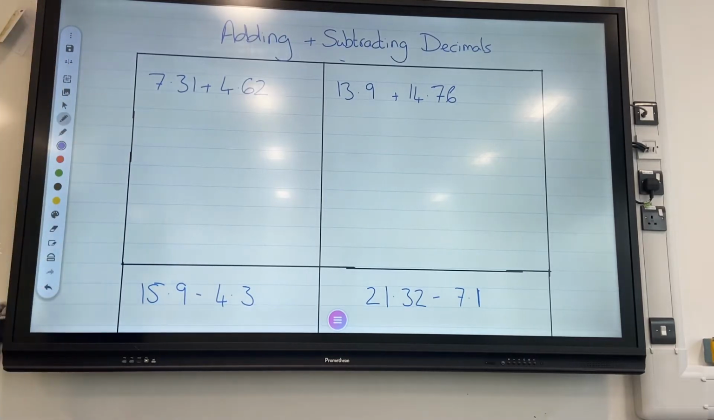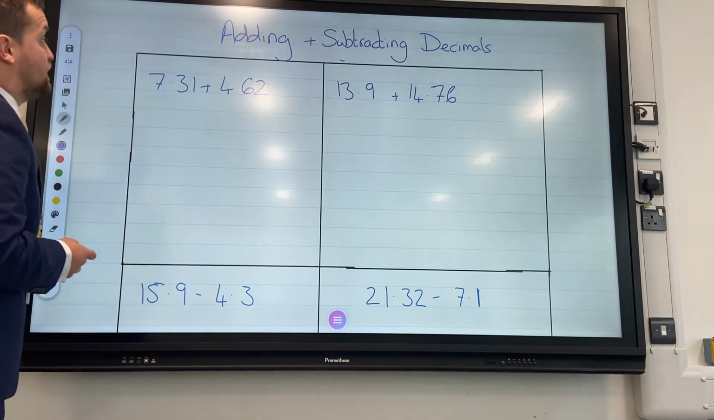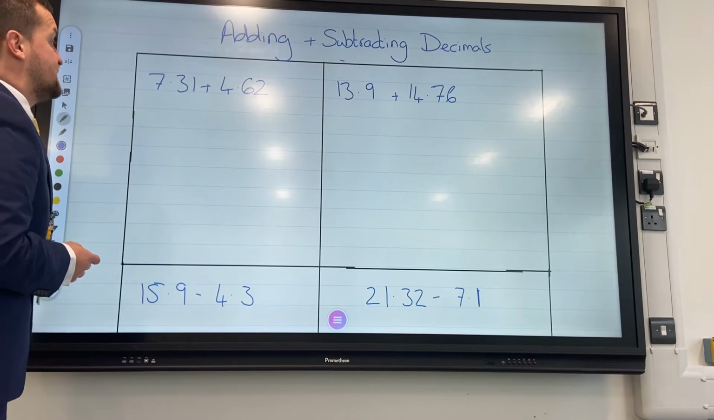The first topic that we started looking at today was adding and subtracting decimals. So I just want to go through a couple of examples just to make sure that we have a good idea of what we're doing, okay? So first question, 7.31 plus 4.62.